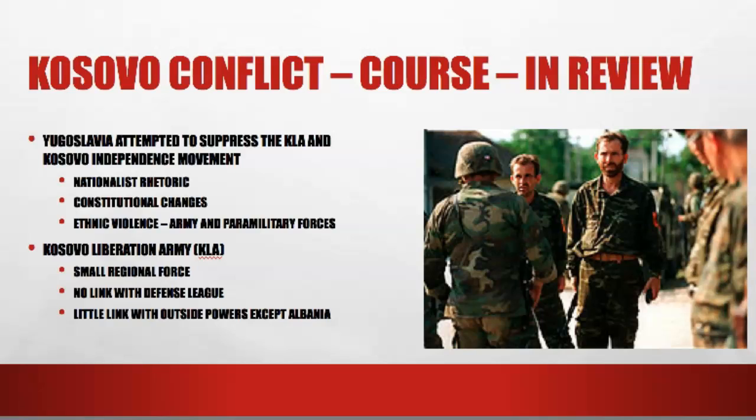For Kosovo, the Kosovo Liberation Army, the KLA, was trying to meet that opposition of Yugoslavia, the army and the paramilitary forces. But the KLA really is a small regional force. It struggled to get outside help. Perhaps Albania was helping them, and some Albanian nationalist groups, but they're realistically on their own in this conflict, and they really didn't have a link with the Kosovo Defense League. And remember, the Defense League is associated with Rugova.